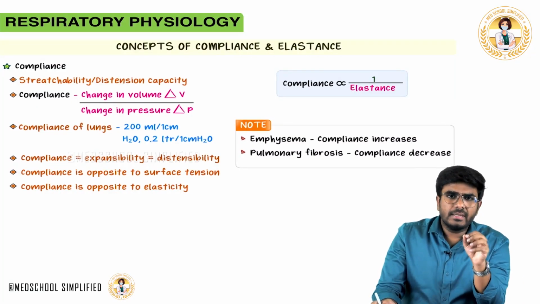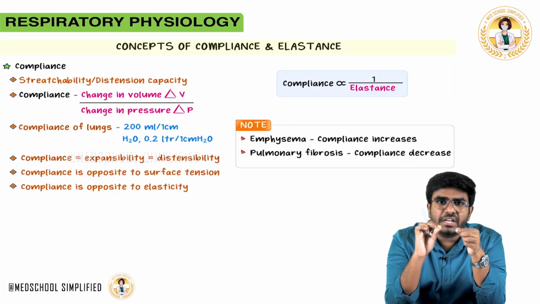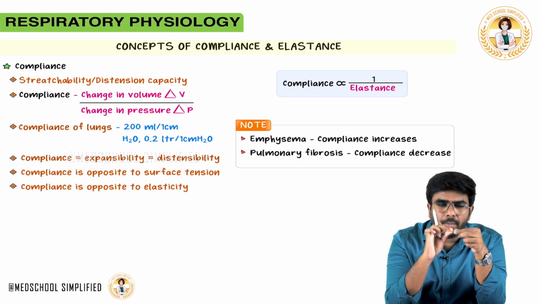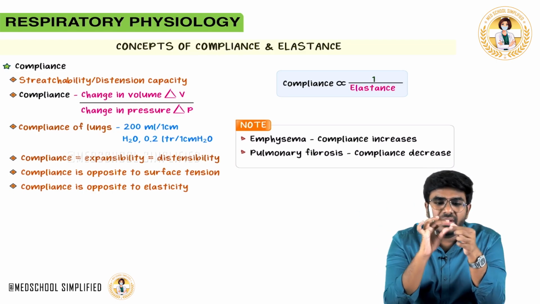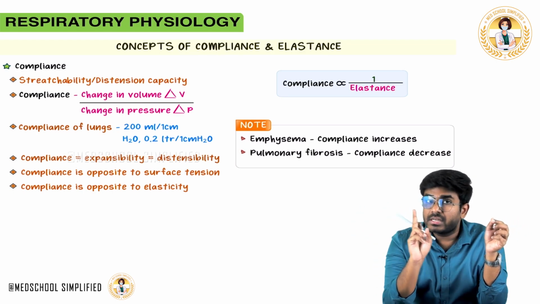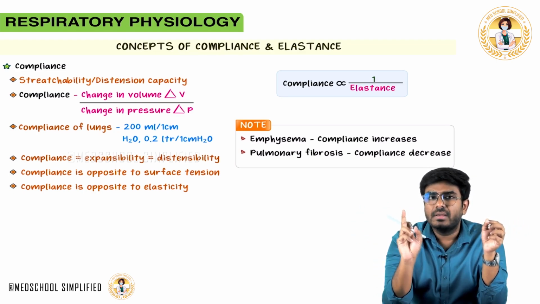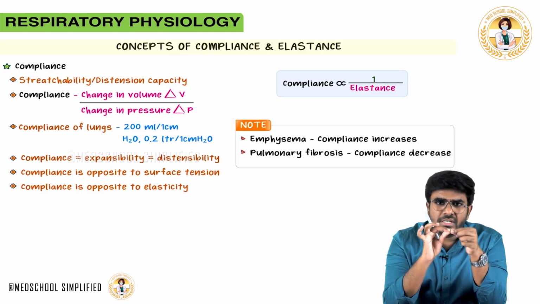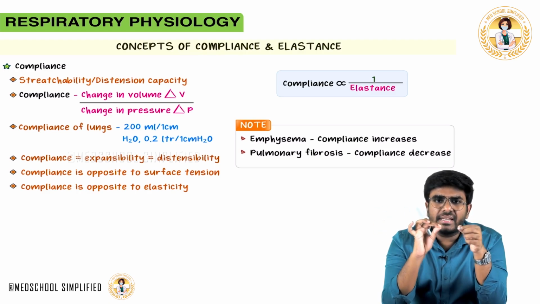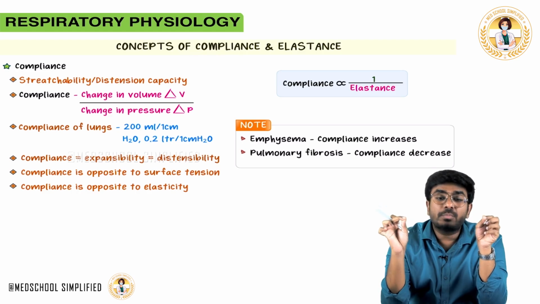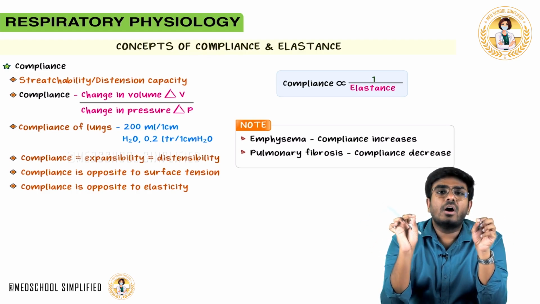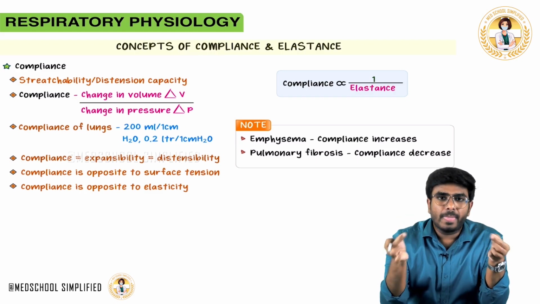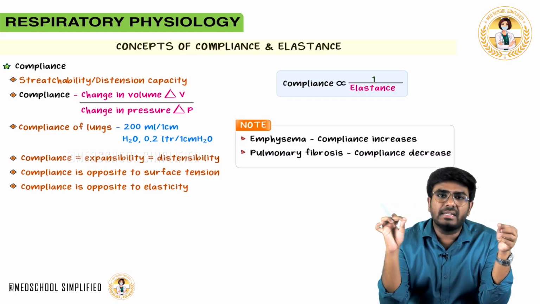Most of the students will think, for example, if I am stretching a rubber band, usually students will think that, sir, it has an elastic property, that's why it is stretching. No, that's not elasticity. If I am stretching an object and it is easily getting stretched, then this property is called compliance. So, compliance is also called stretchability or distending capacity.